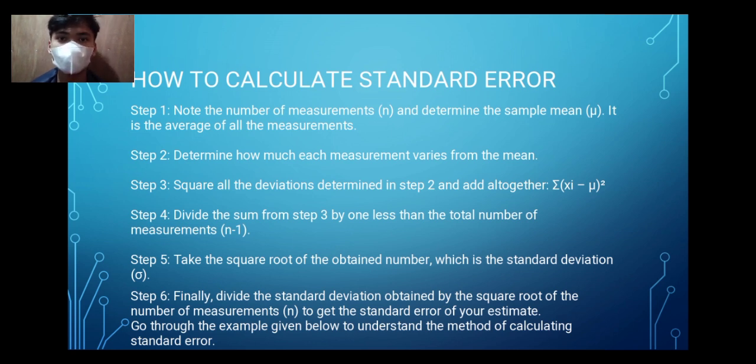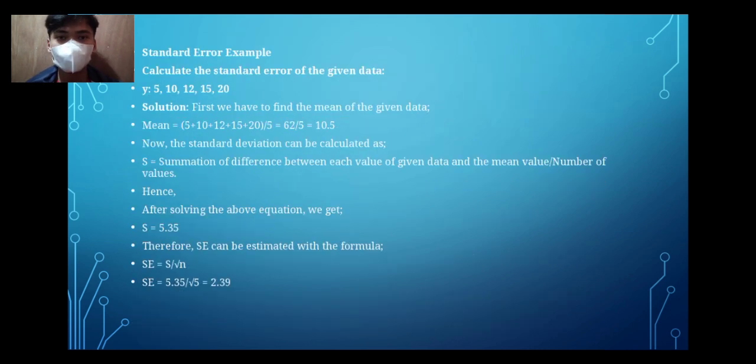Now that I have explained, let's go through the example to understand it more. Here's the example of a standard error. The results of the experiment are 5, 10, 12, 15, 20, and the population is 5. The solution is that we need to find the mean, which is the sum of each of the results divided by the population, which is 10.5.